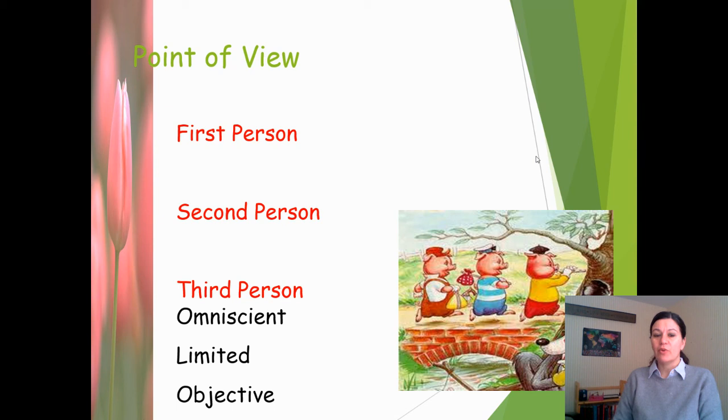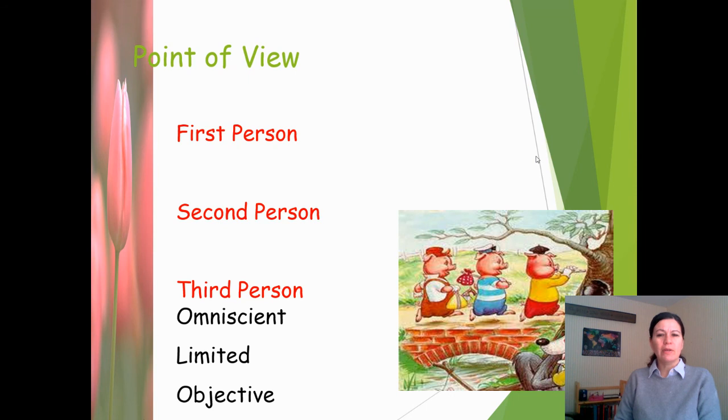And then we have third person, and third person has 3 different types: omniscient, limited, and objective. Omniscient is going to be godlike. You, as a narrator, know what every character is doing and what every character is thinking. Limited is going to be you know exactly everything that one character does and thinks, and then you know some actions of the characters around this specific character.